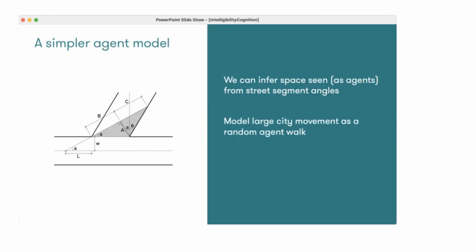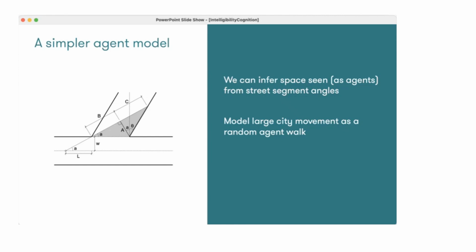Now, that's the agent model that we've been dealing with in buildings, but there is another simpler agent model that can also be extended to city streets. And this is rather newer. This is work I've done over the past few years, but it's based on the same basic principle. So, as I said, those agents look at the distance one can see in front of them, and they make a random choice based on that.